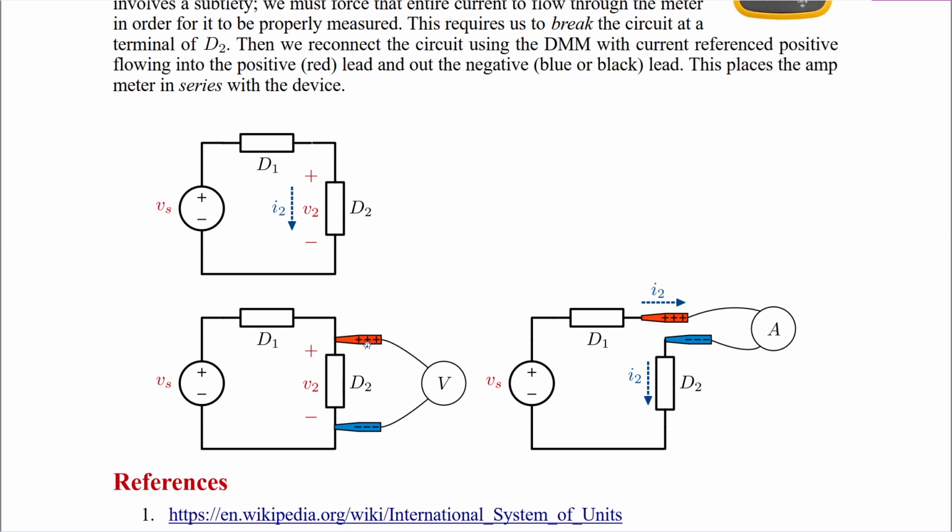Okay, and so that positive and minus, that's just a convention for what you call positive. In this case for the current meter, it's just the direction that you define to be positive: if it goes in the red lead and out the black or blue lead.